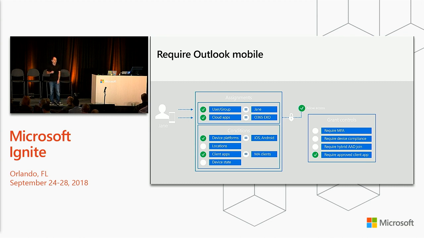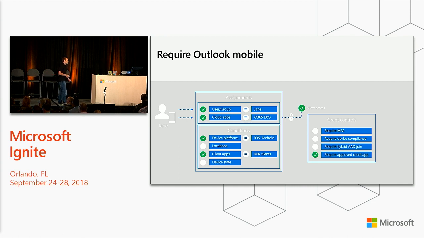From a condition perspective, we're going to narrowly scope this policy to apply to iOS and Android devices, and we're going to focus it on modern authentication-capable clients. So for Jane, and then for our action, we'll define an allow action with the require approved client app.